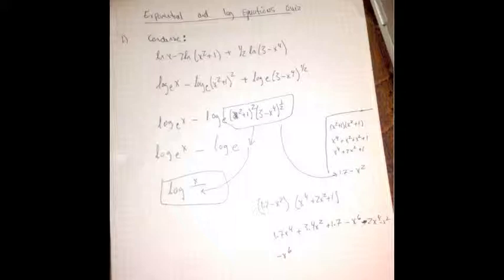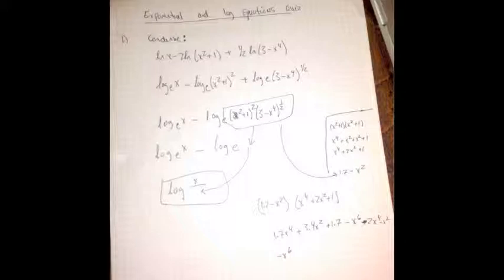Exponential and log equations quiz. We need to condense ln x minus 2 ln (x squared plus 1) plus 1/2 ln (3 minus x) to the 4th. So we convert that to log. So it becomes log base e of x minus log base e of (x squared plus 1) squared plus log base e of (3 minus x) to the 4th, to the 1/2.